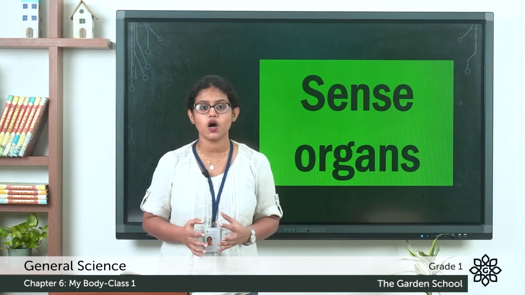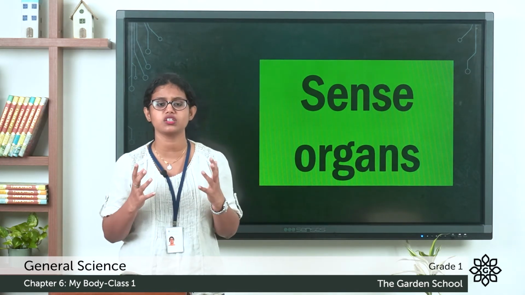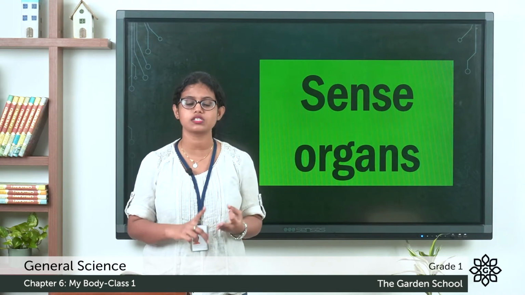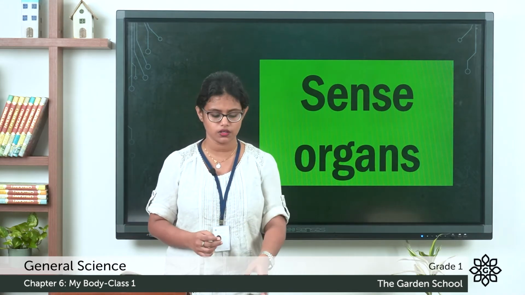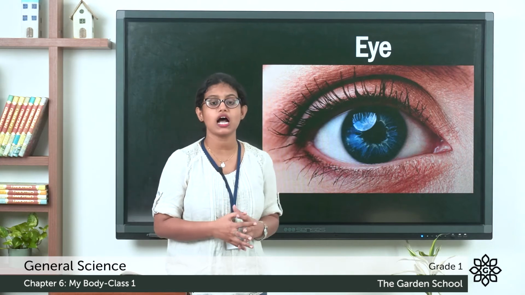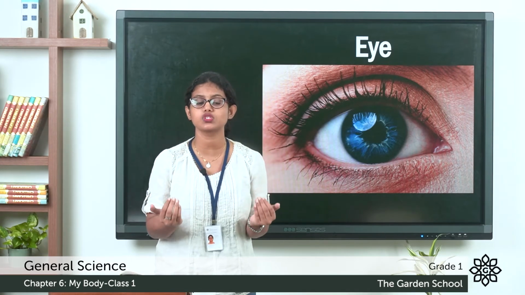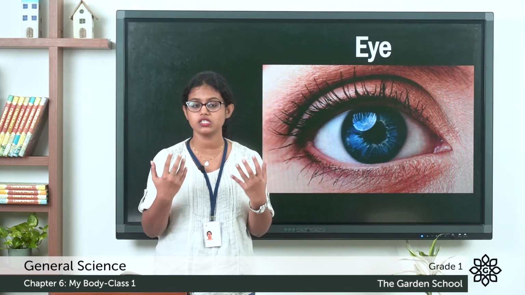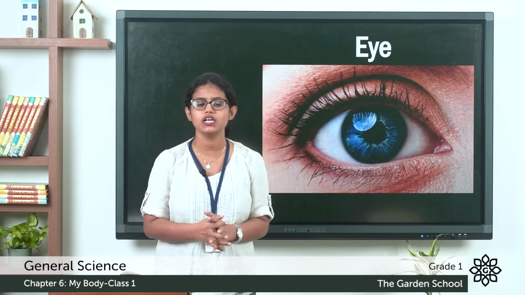Then you have learned about sense organs, right? So which are the 5 sense organs? Eyes, ears, nose, tongue and skin. So what is the function of the eye? Eye helps us to see. So we see everything with our eyes. We see the beautiful nature with our eyes.